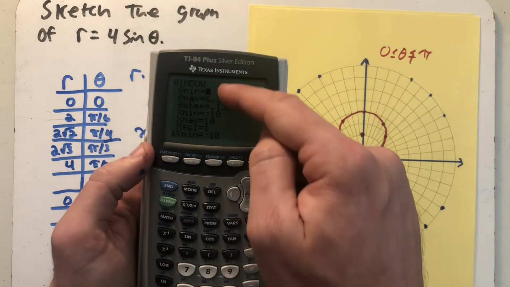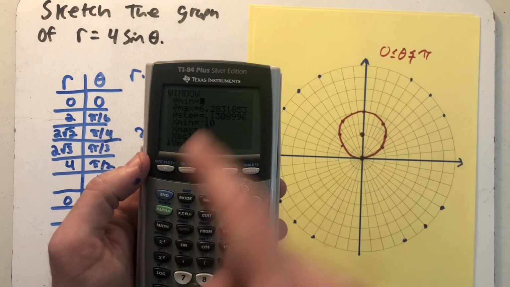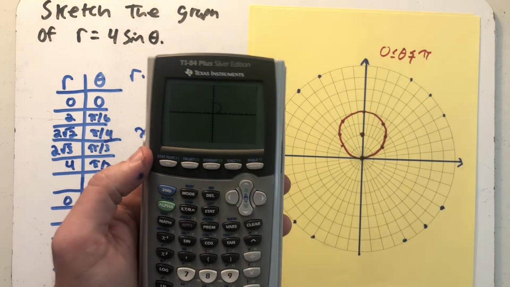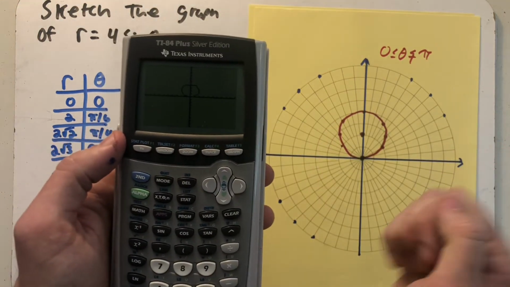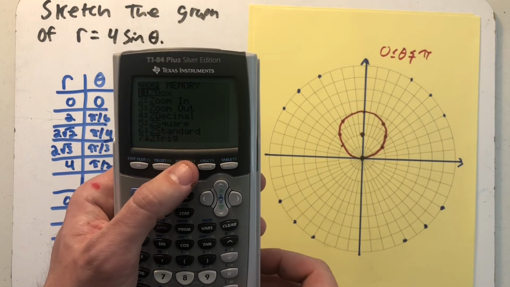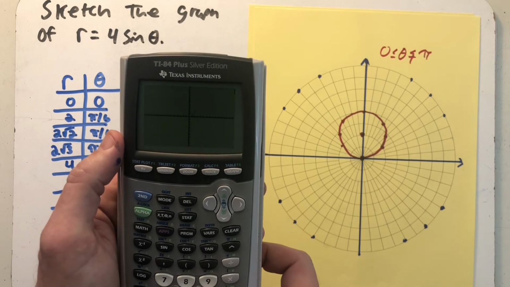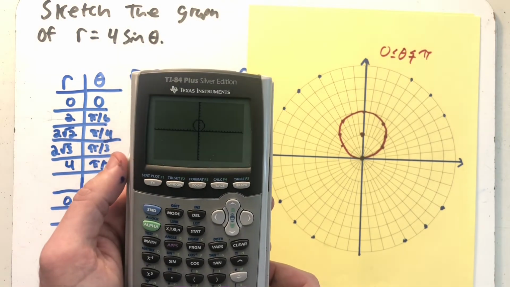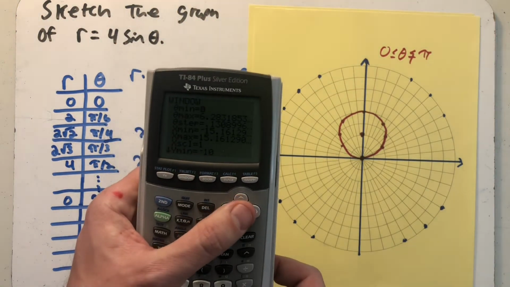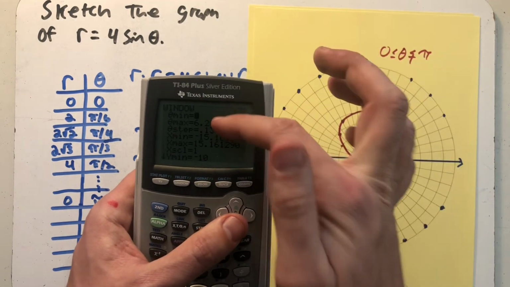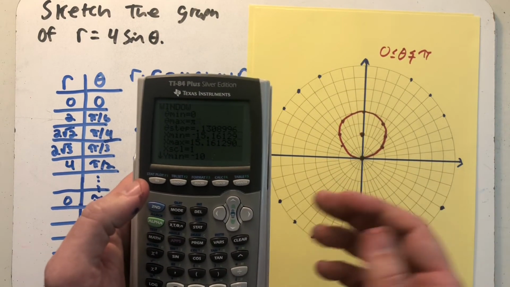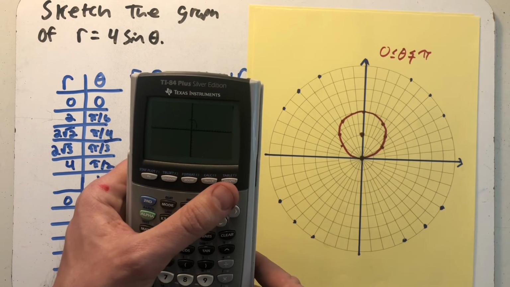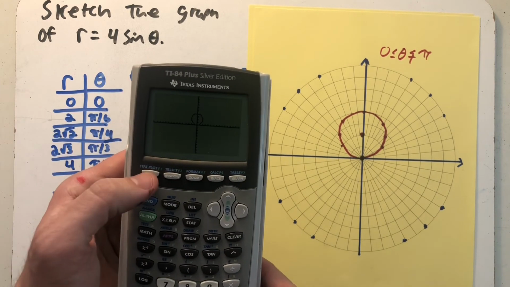I'm going to hit window, and right now my graphing calculator is set up to graph between 0 and 2 pi. I'm going to hit graph. It looks like my circle's been stretched a little bit, so just to make that a little better, I'm going to hit zoom and square. All right, and that looks a little more round, a little more circular. But what I'm going to do now is choose theta to start at 0 and end at pi. I'm going to hit graph, and now I see the whole circle.